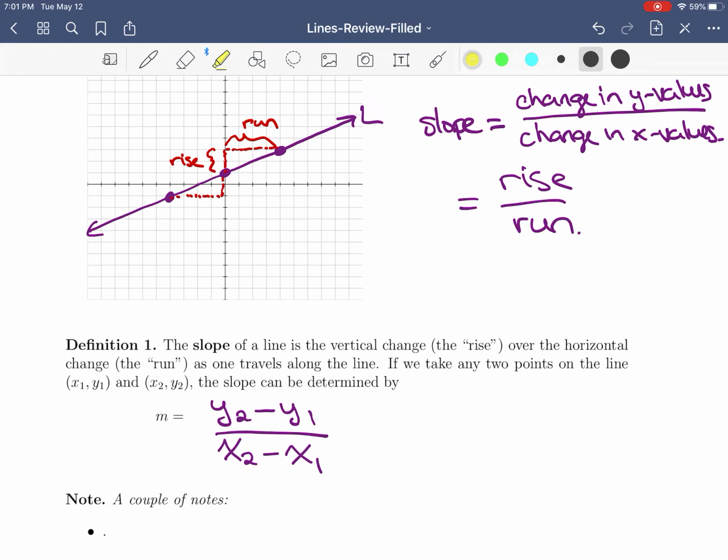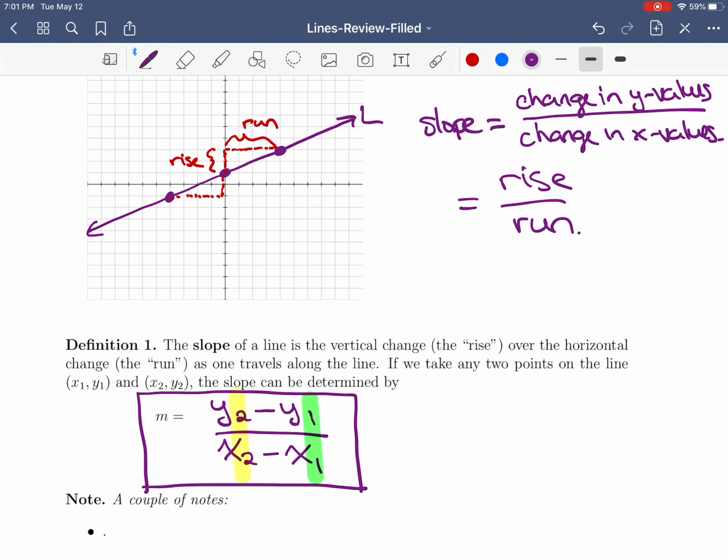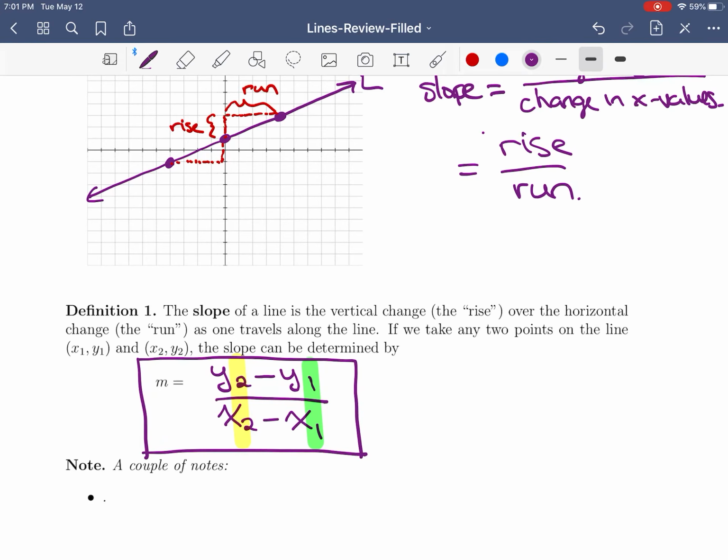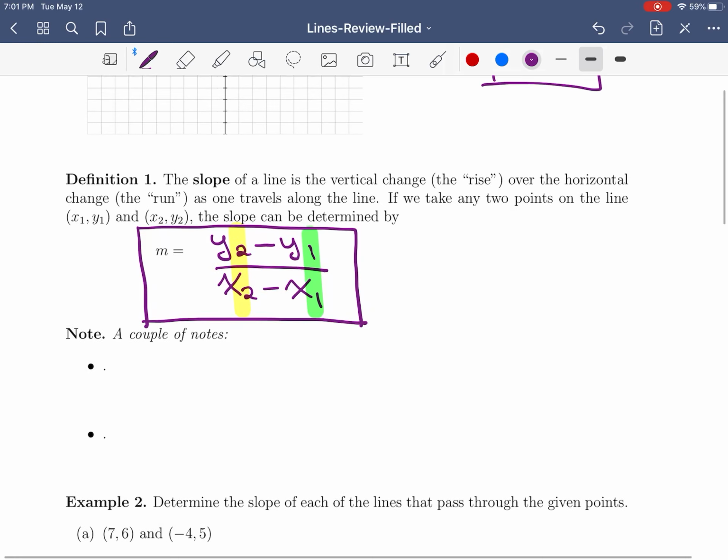Now, it doesn't matter which order you take the points, so which one you call 1 and which one you call 2, but what does matter is that the points match up. Okay, so you see the 2's are above each other and the 1's are above each other. So you do want to be careful that you match them up like that. But other than that, it doesn't matter which order you take them in. Okay, so that's our equation for the slope. And again, you might want to remember that it's the rise over the run.